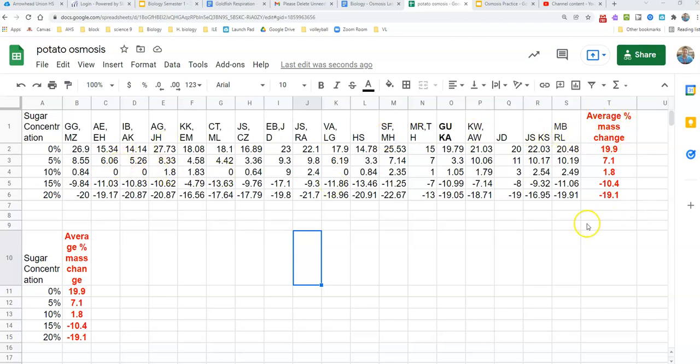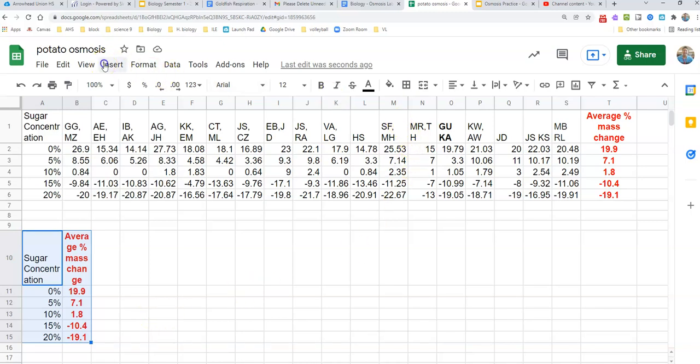So what we're going to try to do is put together a graph that will allow us to determine what the sugar content of a potato is. So here's what I did. I took the sugar concentration and the average mass, and I copied and pasted it into a separate table down here because that's all I need to graph this information.